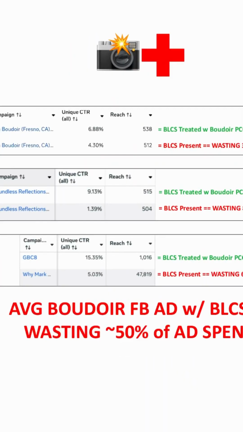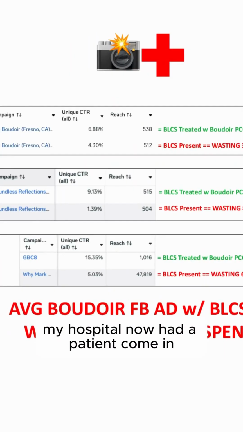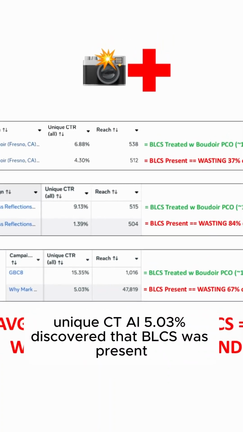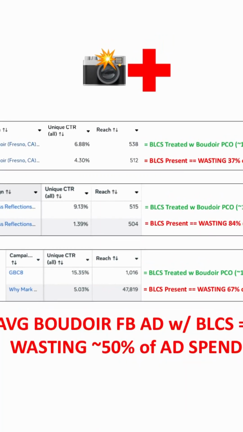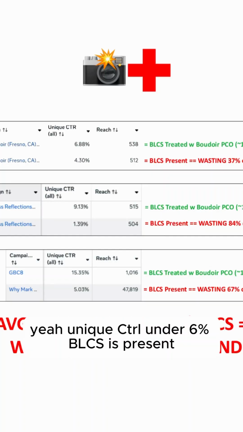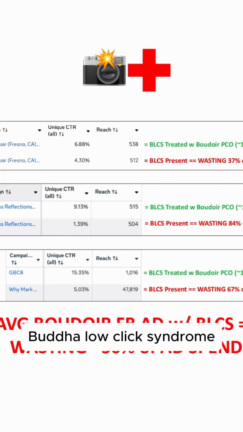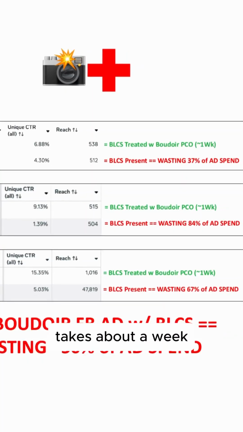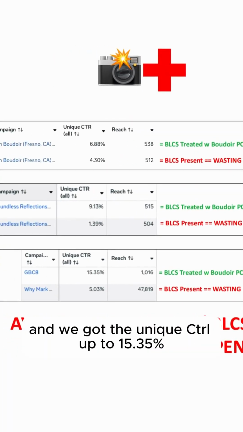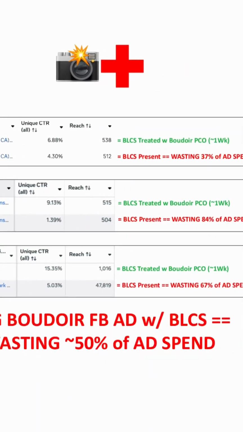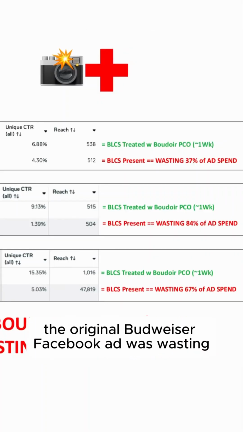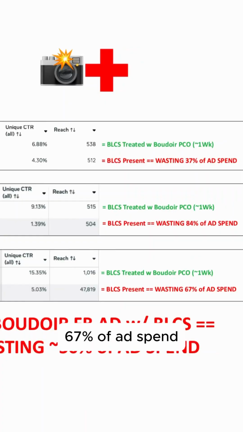Finally, my hospital now had a patient come in, unique CTRL 5.03%, discovered that BLCS was present. Unique CTRL under 6%, BLCS is present, Boudoir click syndrome. So now we got the solution. We can treat it with Boudoir Pico. It takes about a week. And we got the unique CTRL up to 15.35%. So we found out the original Boudoir Facebook ad was wasting 67% of ad spend.